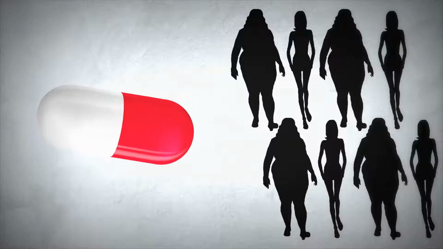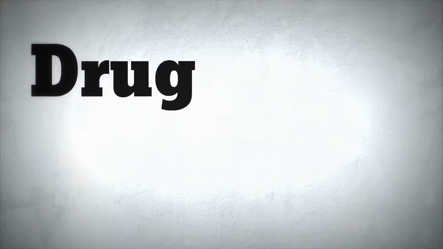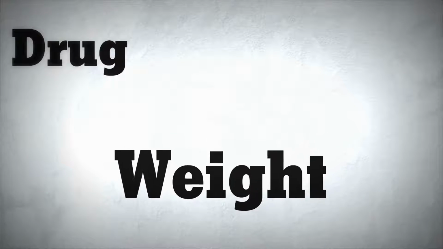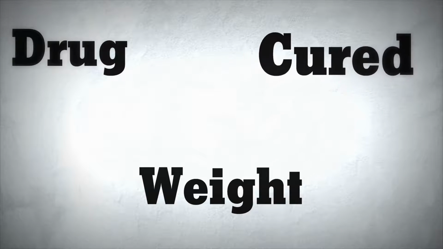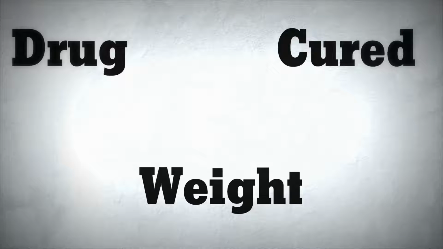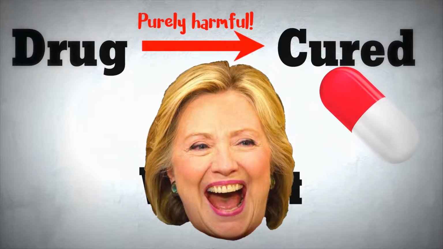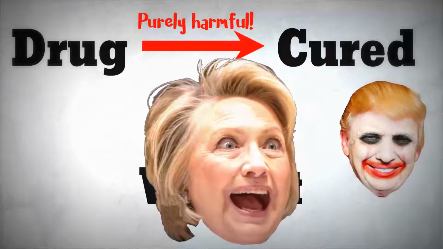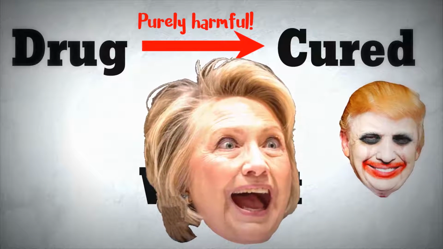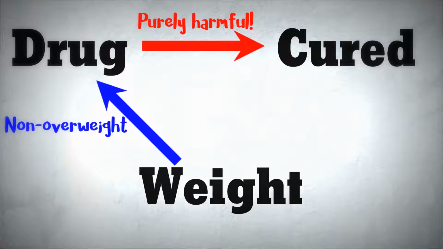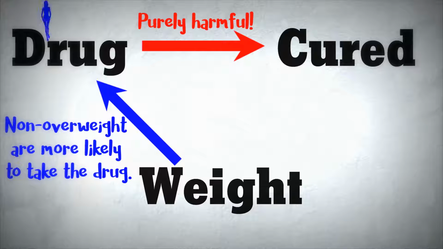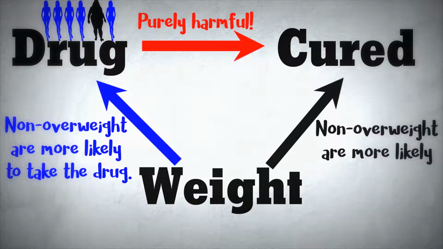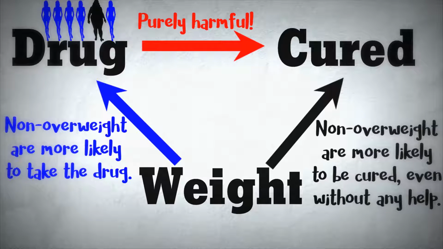Suppose we believe the only three relevant variables are whether the patient takes the drug, whether she's overweight, and whether she's cured. Then here are two possible stories we might consider. In story 1, the drug's effect is purely harmful. Taking it simply makes patients more chorophobic. Next, for reasons unknown, non-overweight patients are more likely to take the drug. Also, they are more likely to be cured, even without any help.